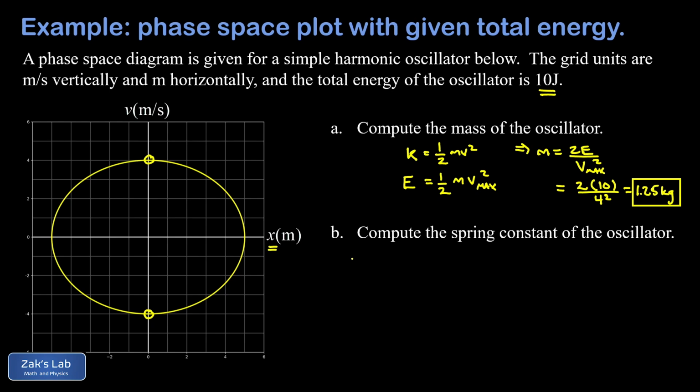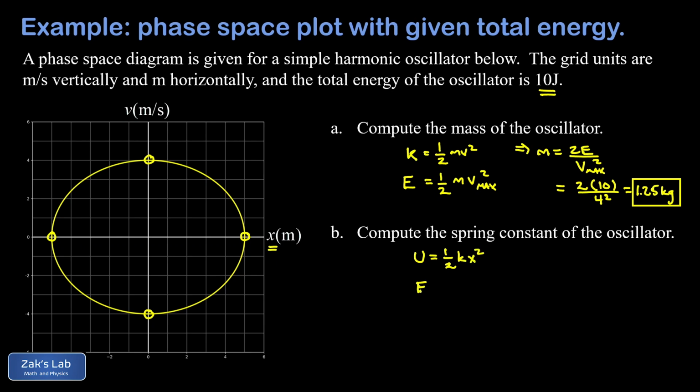Now to get the spring constant of this oscillator, we're going to look at the 2 points on the phase space trajectory where the kinetic energy is 0 and all the energy is potential instead. And notice at those 2 points on the left and right sides of the ellipse, the speed is 0, guaranteeing that all the energy is potential energy. And our x position is either plus 5 meters or minus 5 meters, and it doesn't matter which point we use because our potential energy, I'm going to call it U here, is going to be 1/2 kx squared. So we're squaring that variable.